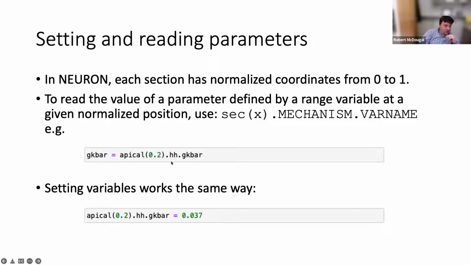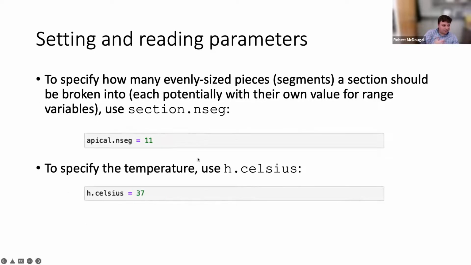Parameters are specified using the dot notation. So if I have the apical 0.2, that's the segment of the apical that's 20% of the way in, that has, let's say, Hodgkin-Huxley channels in it. Suppose it does have Hodgkin-Huxley channels in there. So I say apical 0.2.hh gives me the Hodgkin-Huxley mechanism in that location. And then I can say .gkbar to get the potassium maximum conductance there. I can read that, I can set it, and so forth.